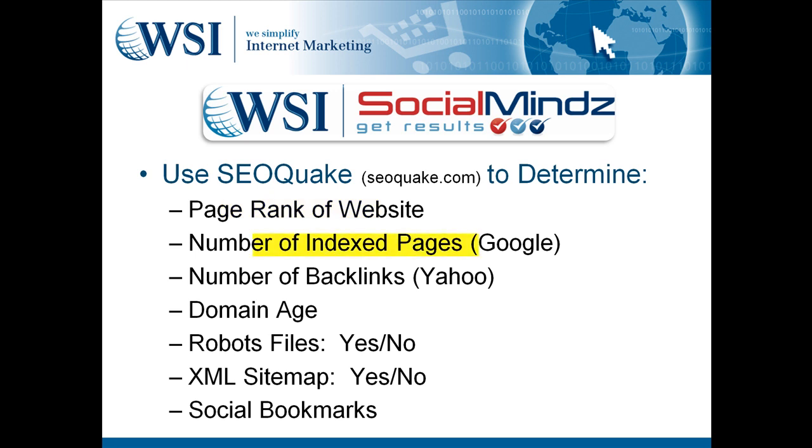Number of indexed pages. This is important because obviously the more pages you have, the more credit the search engines give you. So Google's magical mark is around 100 pages. Once your site actually hits 100 pages, you're considered a resource, which is a lot of value from a search engine perspective. Number of backlinks. This is the amount of people pointing links back to your website.